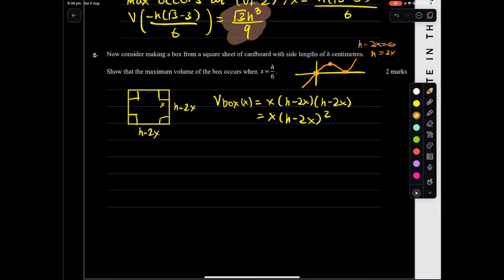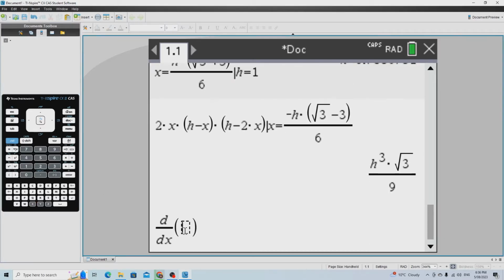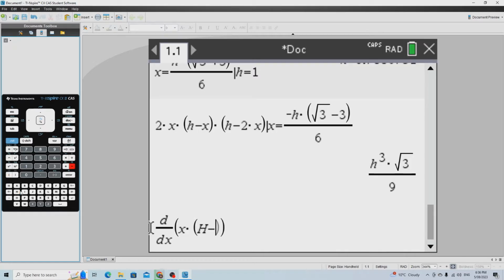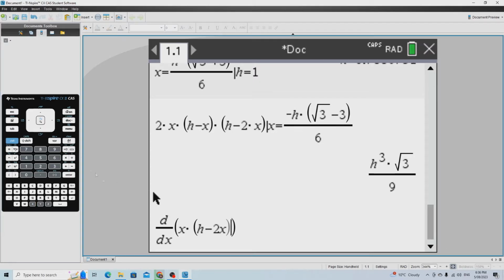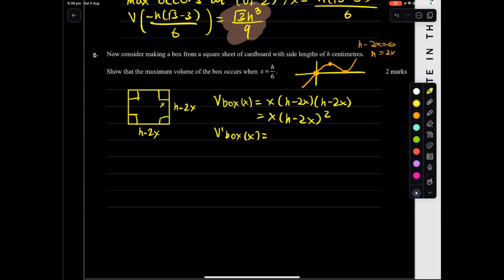So your maximum occurs there. We can say V dash of box of x is what? If you just take the derivative of x times (h minus 2x) squared, we get this function over here. We can write that as (2x minus h)(6x minus h).